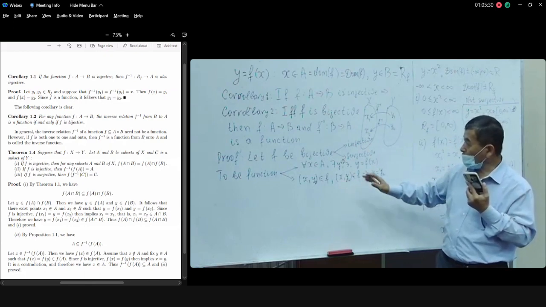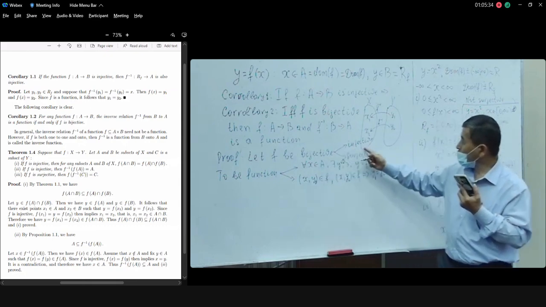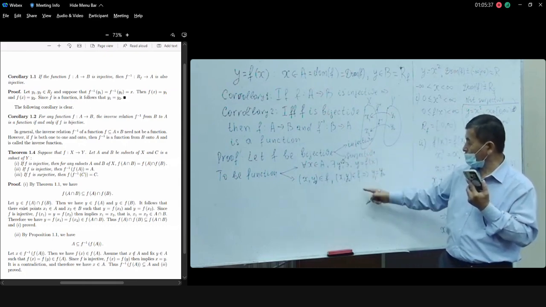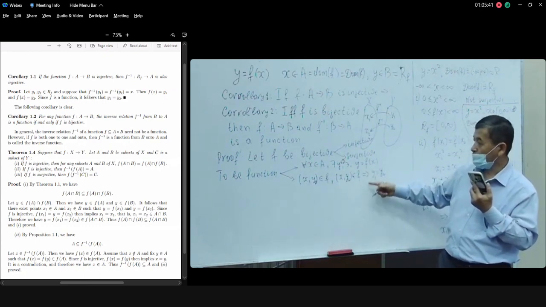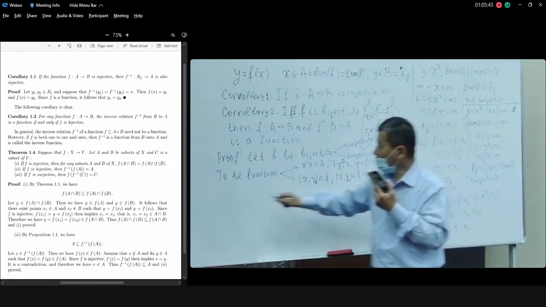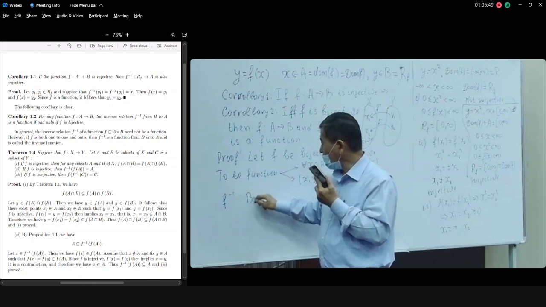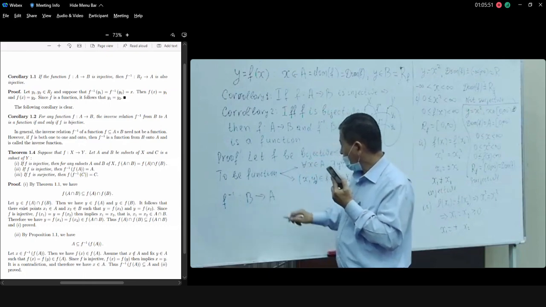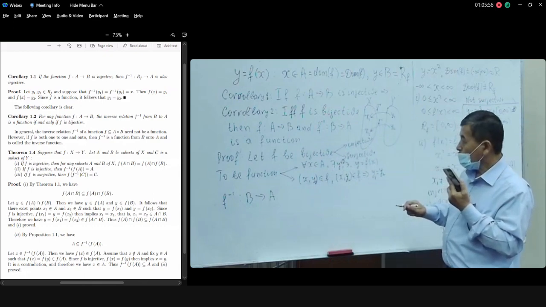Okay, f is a function, because bijective means injective and surjective. That's why this one holds for f. But what about f minus 1? F minus 1 is actually mapping B to A, and it should be injective.